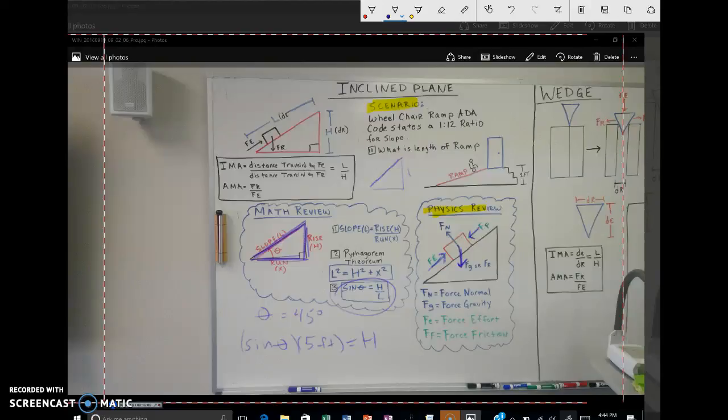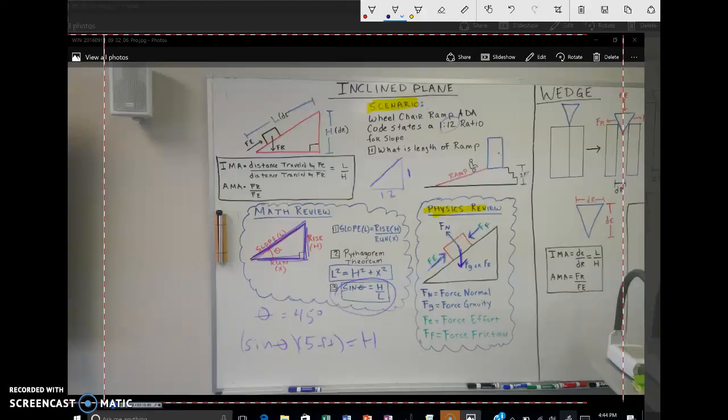Okay, so what that says is that for every foot of vertical height, you have to have 12 feet of horizontal length, okay? And that keeps the angle from getting too steep, because you don't want somebody in a wheelchair trying to push themselves up a very steep ramp, because it would be very difficult, right? So the ADA code states that it has to be a 1:12 ratio.